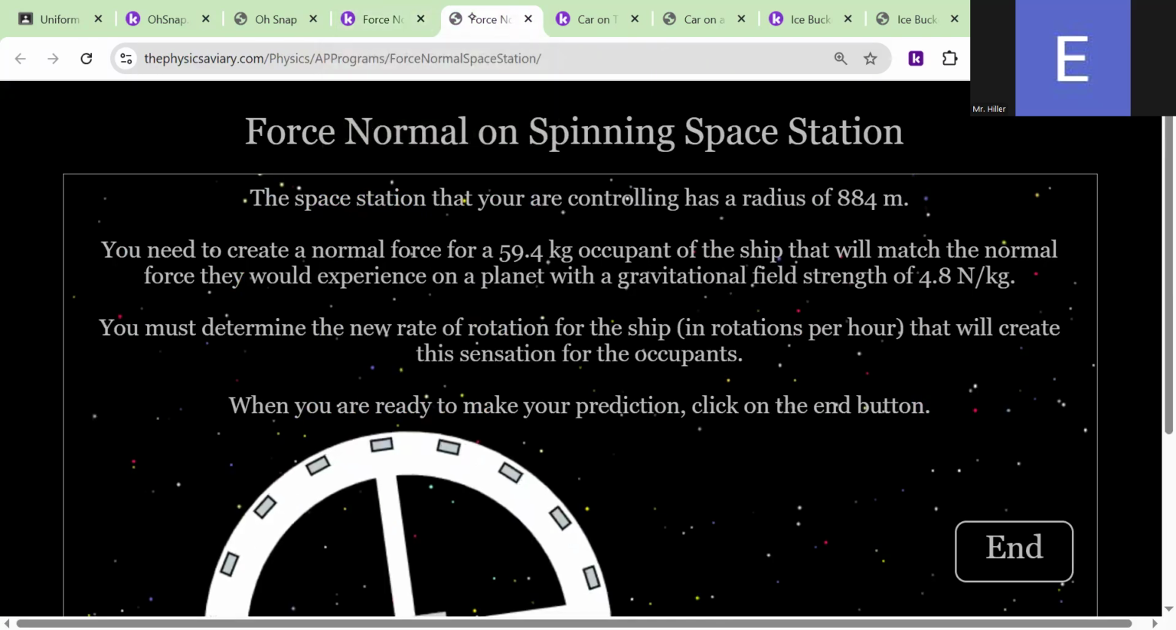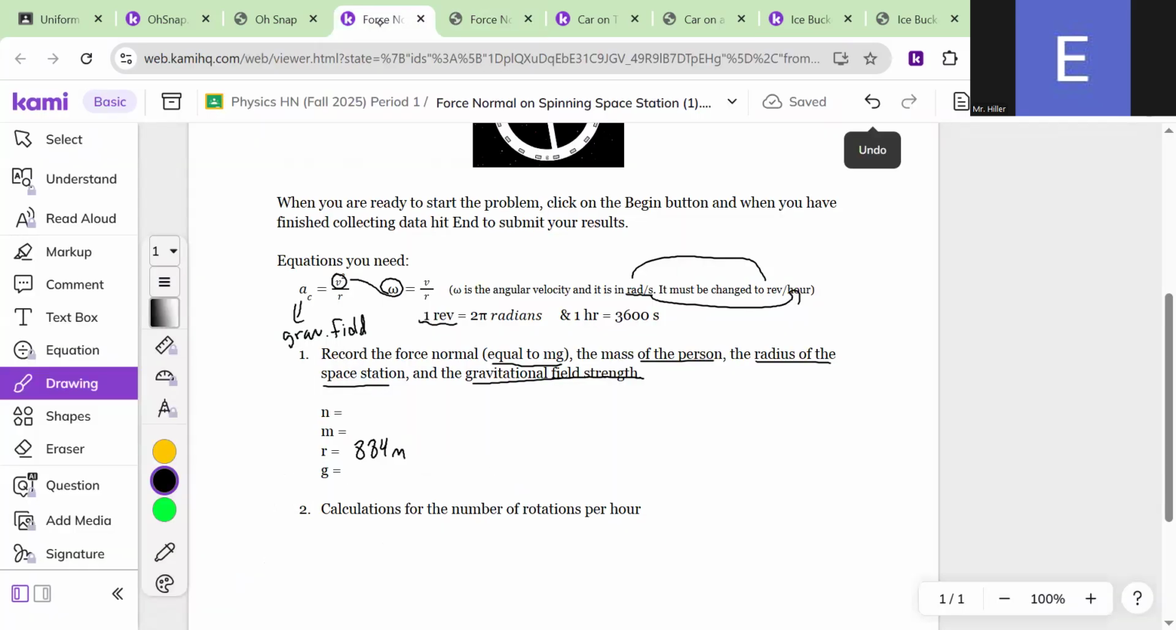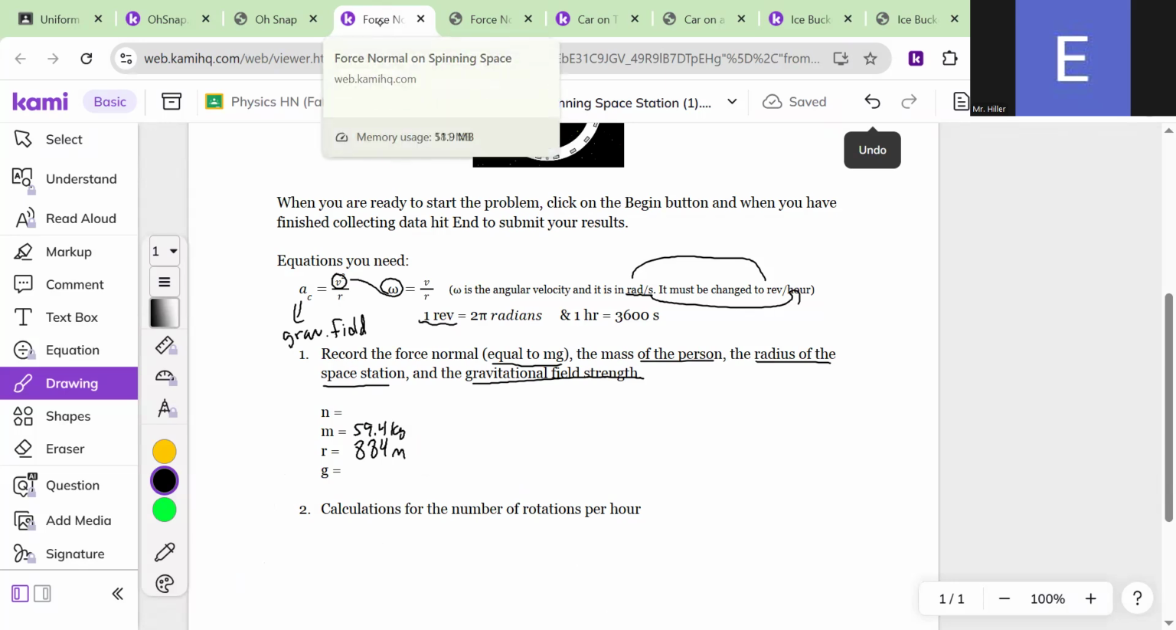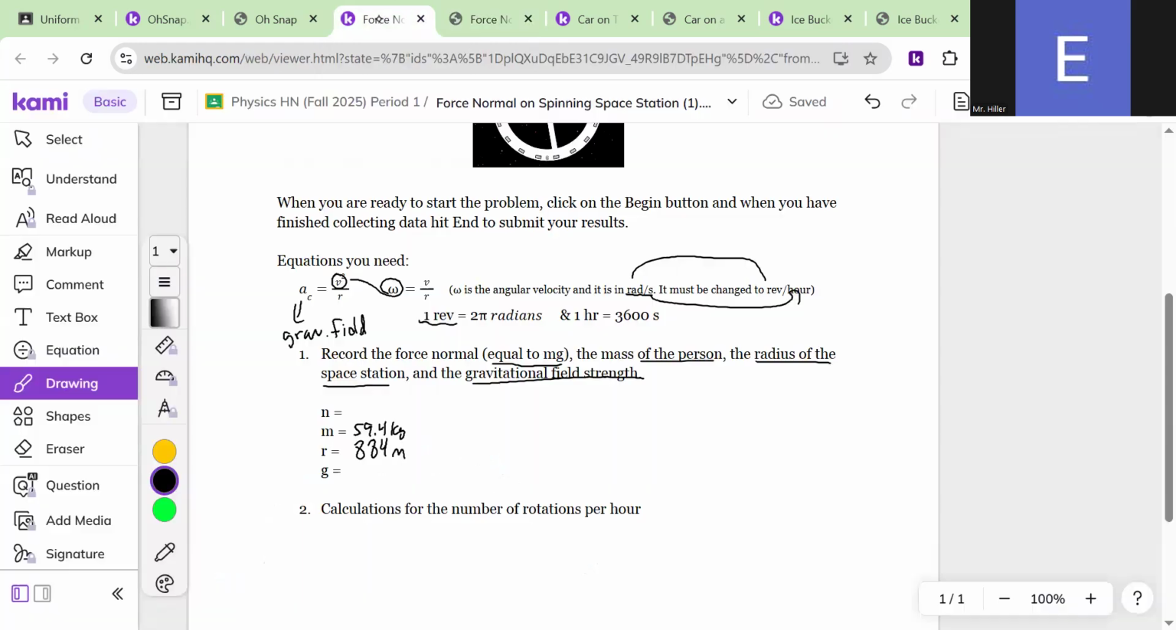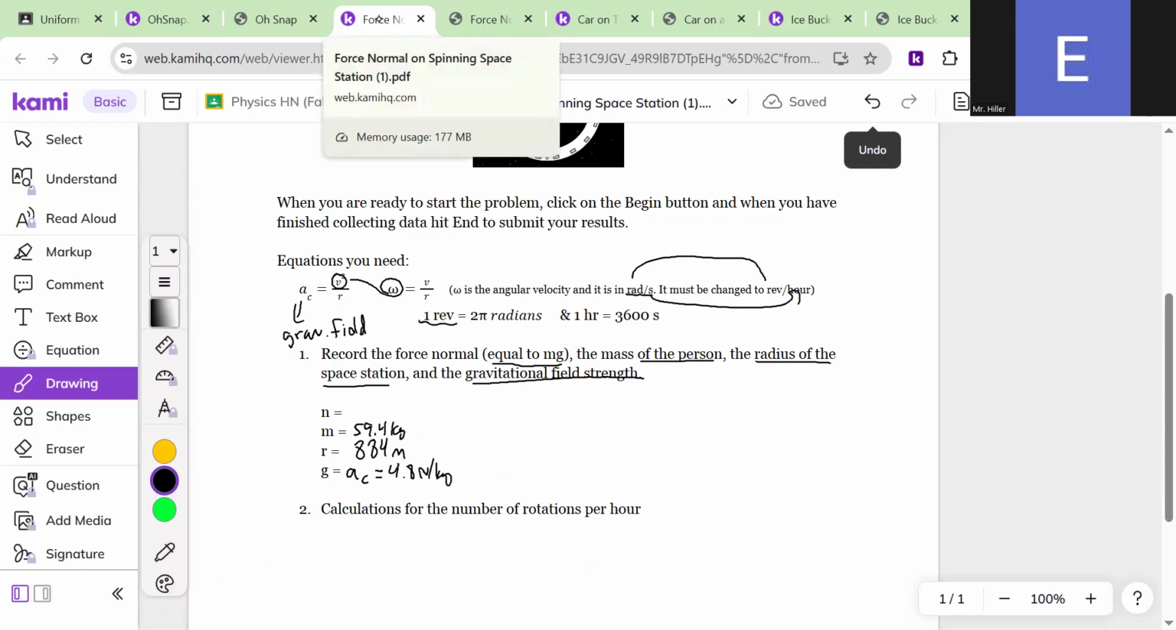To create a normal force for a 59.4 kilogram person, and we'll figure out the normal force on that in a second, of the ship that will match a normal force they would experience on a planet with a gravitational field strength of 4.8 newtons per kilogram. So g, which is the same as your centripetal acceleration, is 4.8 newtons per kilogram. Well, my value is 4.8 newtons per kilogram.